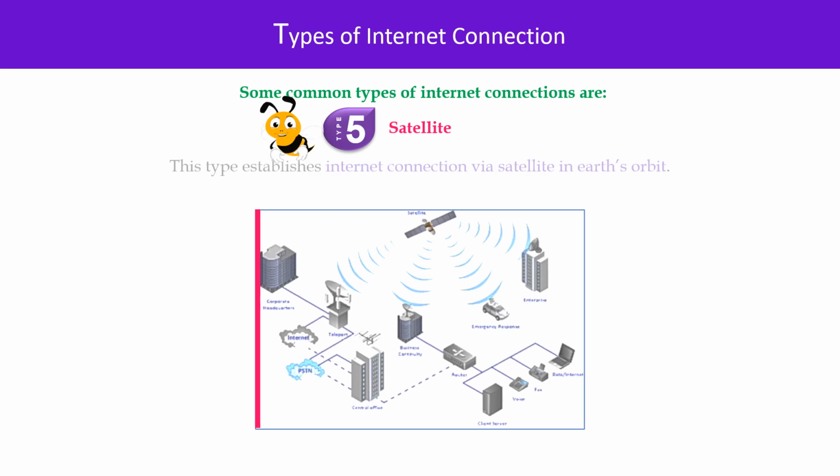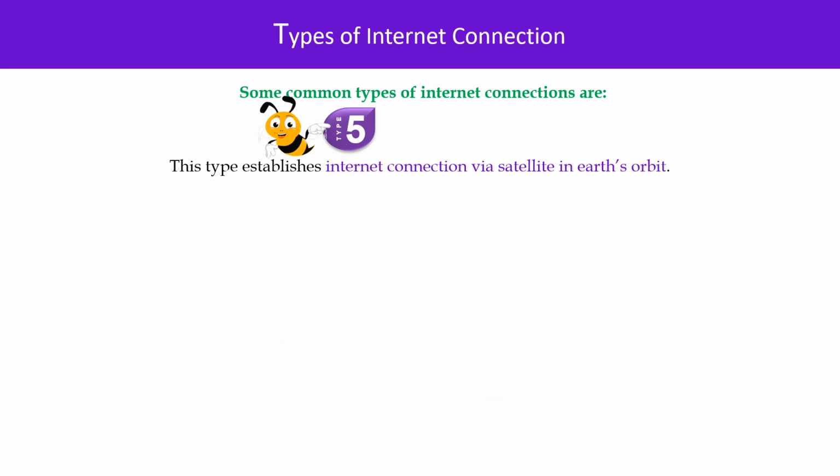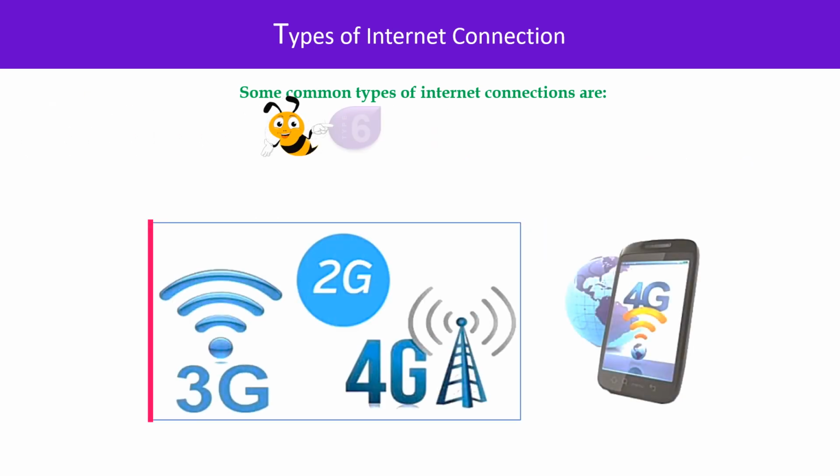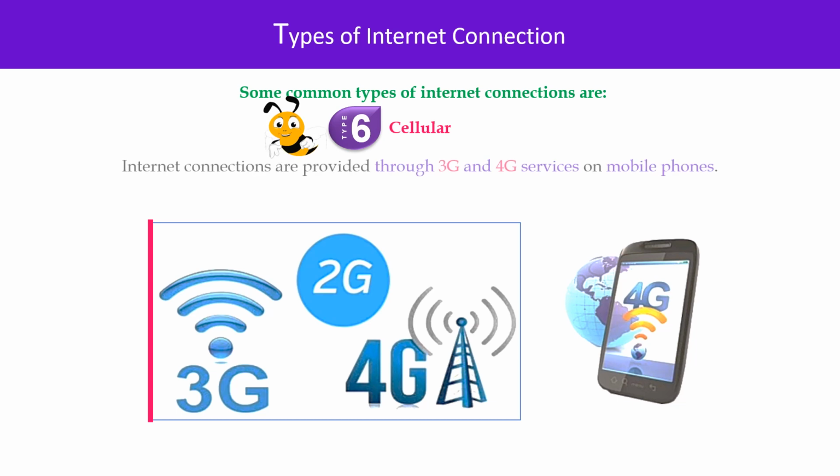Type 5, satellite connection. Now this type establishes internet connection via satellite in Earth's orbit. And finally, we have type 6, cellular connection. Internet connection in this case are provided through 3G and 4G services on mobile phones.